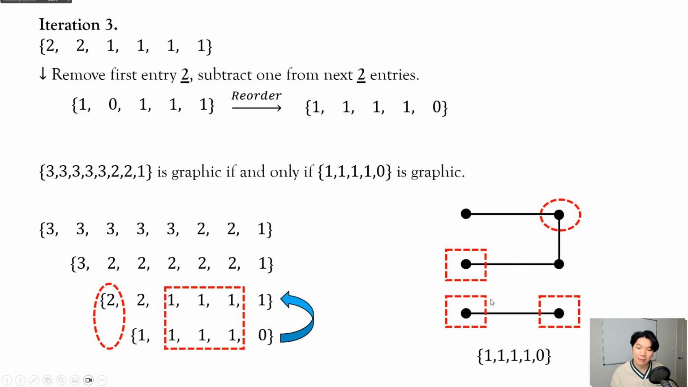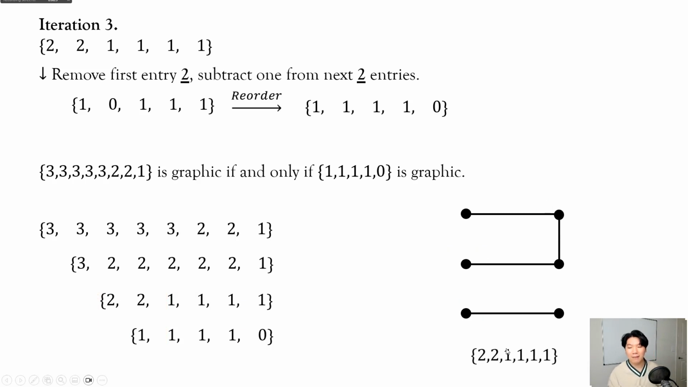So I claim that this right here is actually a graph that matches 2, 2, 1, 1, 1, 1. And let's go ahead and double check. I want 2 vertices of degree 2. I have a vertex of degree 2 here and a vertex of degree 2 here. And then I need my remaining vertices to be of degree 1, which is also true. So I went from the 4th sequence to the 3rd sequence.